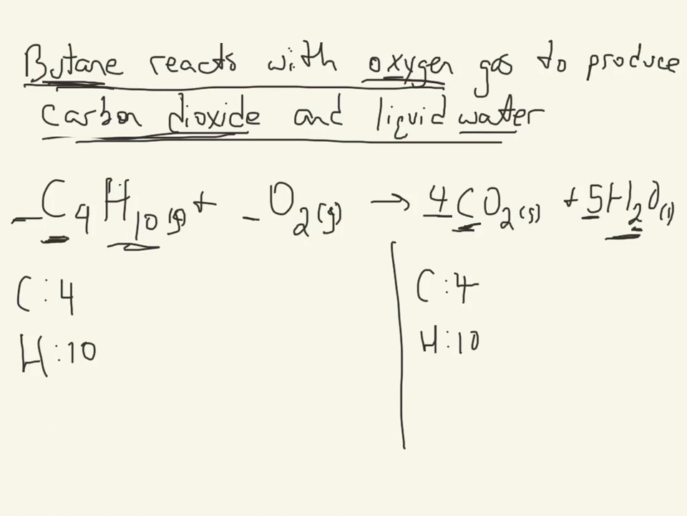Then I go to my oxygens. And I can see that I have 2 oxygens here. However, on my product side, I have 4 times 2 gives me 8. So 8. And I can see I have a 5 over here. So that gives me 5. And that's going to equal 13. Now to get 13 on my reactant side over here is pretty tough. Anything that I put into 2 doesn't work. Doesn't give me an equal number that's similar.